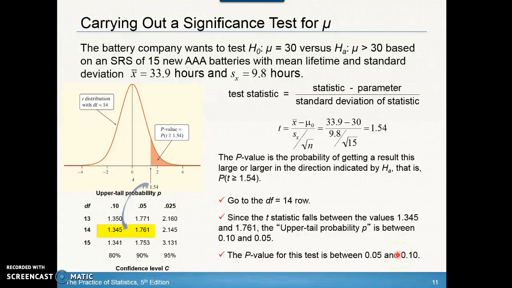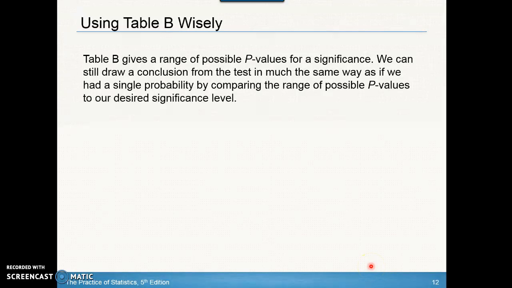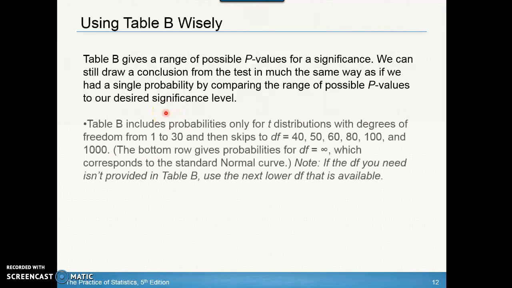That's why it's actually easier just to use your calculator, because then you get the exact p-value rather than an estimation. So Table B, remember, gives you a range of possible p-values for significance. We can still draw a conclusion from the test in much the same way as if we had a single probability by comparing the range of possible p-values to our desired significance level. Also, Table B gives probabilities for t-distributions with degrees of freedom from 1 to 30 and then does 40, 50, 60, 70, 80 up to 1,000. The bottom row gives the probability for degrees of freedom equal to infinity, which corresponds to the standard normal curve. Remember, if the degrees of freedom isn't provided in the table, use the next lower one.